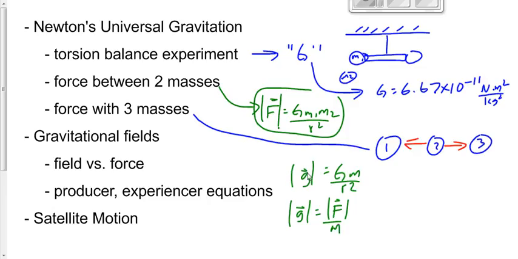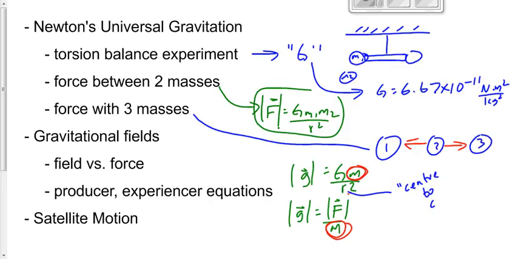Be careful about a couple little things here. Make sure you use the correct mass, mass of the producer, mass of the experiencer. Remember that force of gravity here is also sometimes called the weight of an object. So if you see the term weight, it means the same thing as force of gravity. You can sub it in there. Make sure you square the distance r if necessary. And make sure that r is measured from center to center.